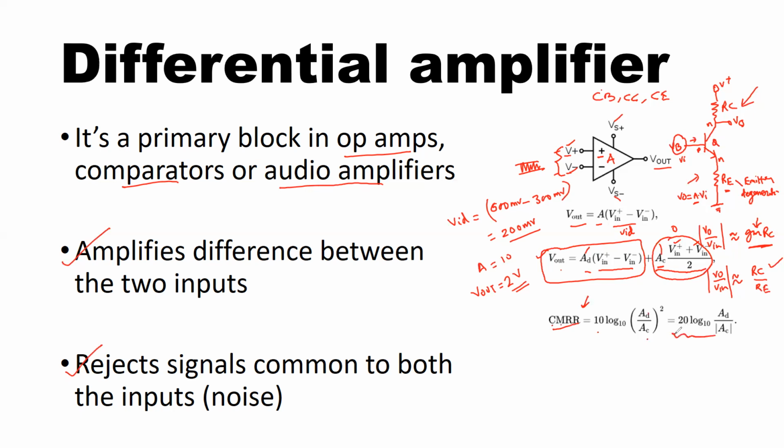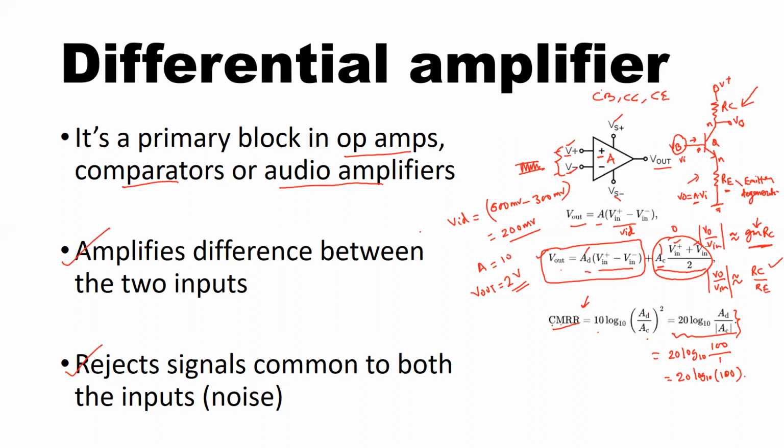And in its simplified form, you can simply take 20 log 10 of the ratio of the two gains, differential gain divided by the mod of common mode gain. Okay, so let's say differential gain is 100 and the common mode gain is 1. So you simply take 20 log 10 of 100. So that's how you can get the differential amplifier CMRR.